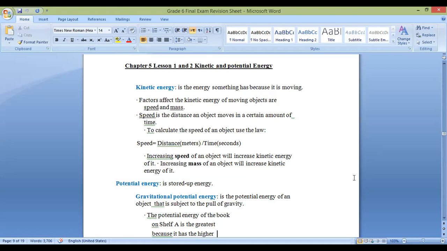If I hold a ball up high from the ground, this ball will have which type of energy when it's held up? Potential energy. Excellent. When I leave this ball to move, what will happen? It will have kinetic energy.